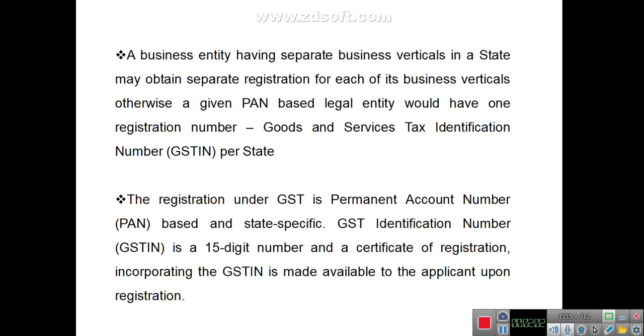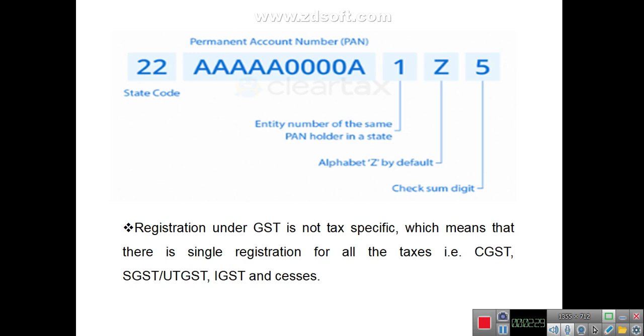The registration under GST is PAN based, that is permanent account number based, and it is state specific. The GSTIN, GST identification number, is a 15-digit number and a certificate of registration incorporating the GSTIN is made available to the applicant upon registration. The GSTIN, which is an identification number for GST taxpayers, is of 15 digits.